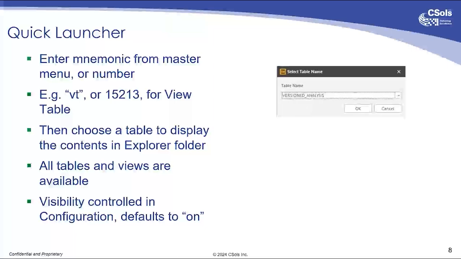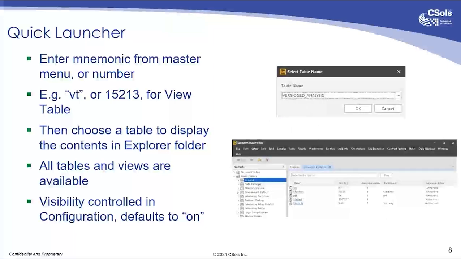But if you were to do VT, it would ask you which table you want to view. So in this case, we say we want to look at the version analysis table, hit OK, and our Explorer folder for version analysis is put up on the form. So here we could see we have the analysis table displayed. So that's kind of handy, but there's more we can do.